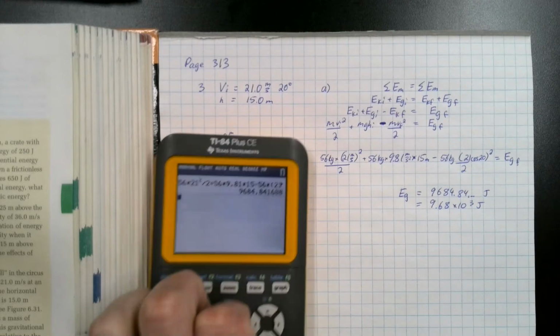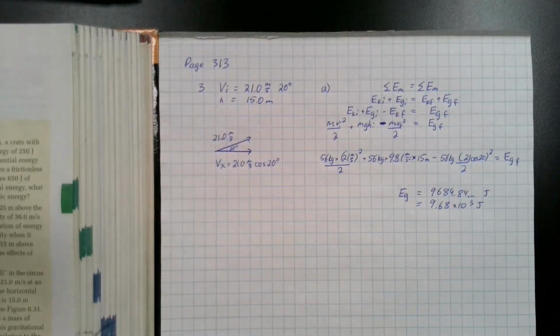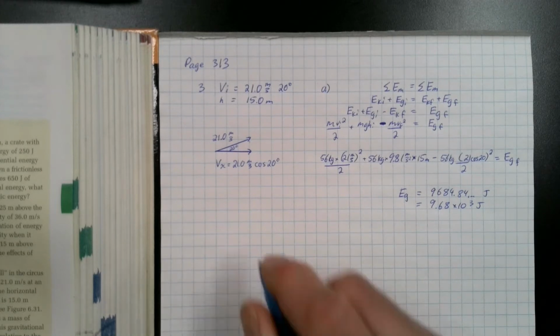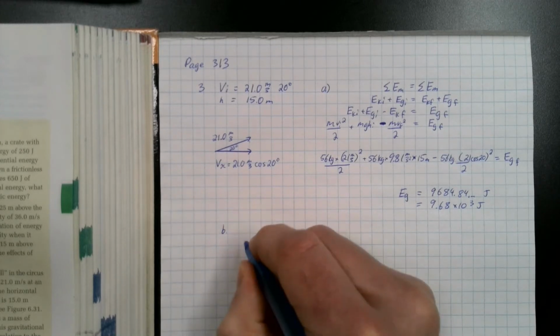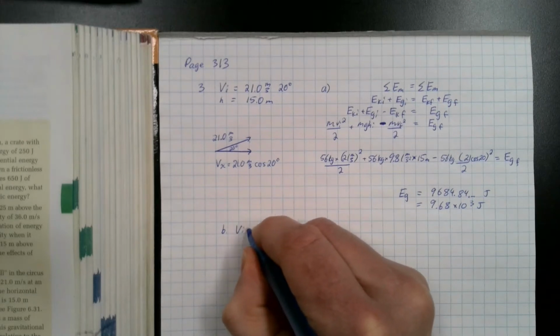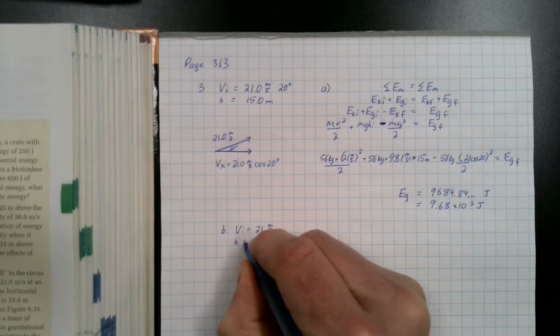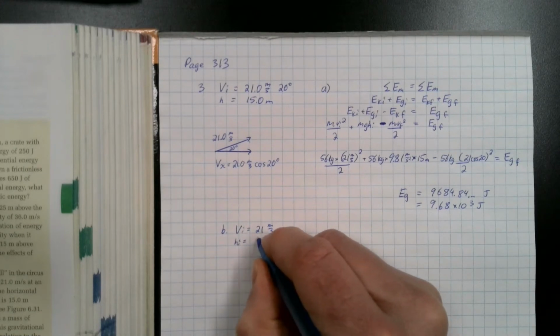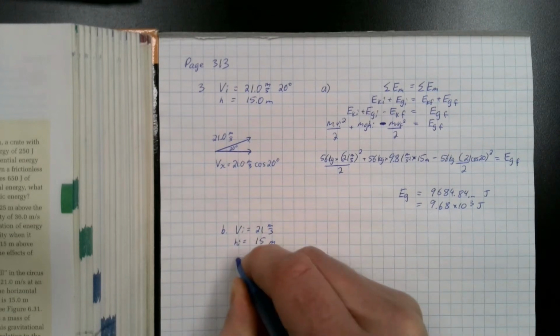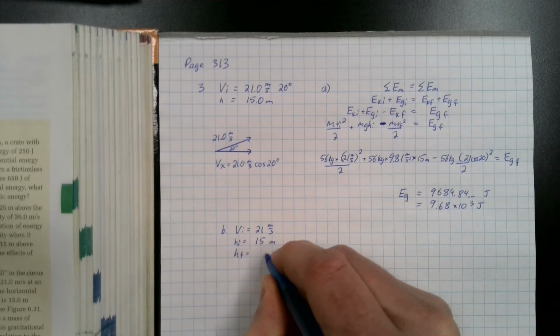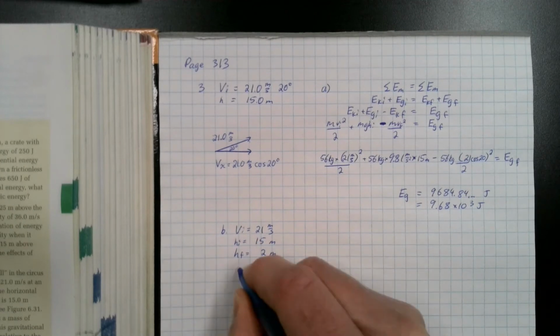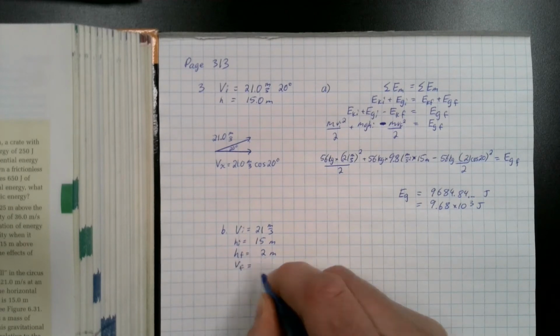Going on to part B. So part B tells us the net is 2 meters above the ground. How fast is he traveling when he hits the net? So for part B, we have our initial velocity is 21 meters per second. Our height initial is 15 meters. Our height final will be 2 meters. And we are looking for that final velocity.